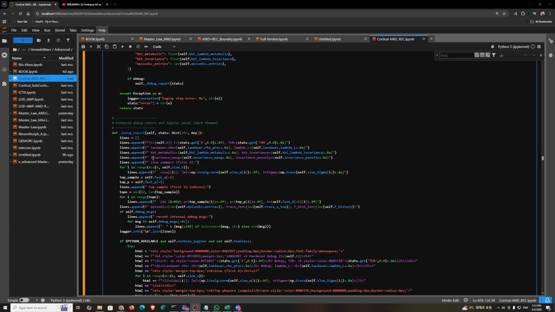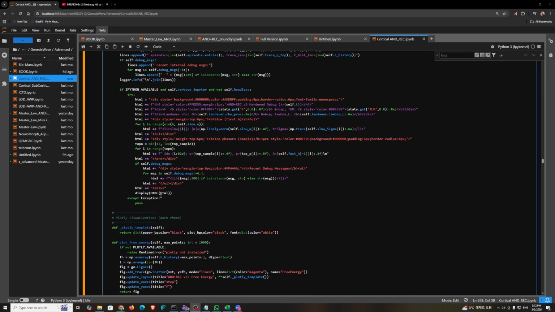So down here we have the debug report, and of course understanding any complex system is going to require good tools for introspection, right? So the debug report provides detailed textual logs and also rich dark themed HTML displays. Those are Plotly displays, and these are especially useful in a Jupyter notebook here. They show the engine's internal states, the statistics, they show warning messages. Of course, it's critical for researchers to monitor the agent's internal workings.